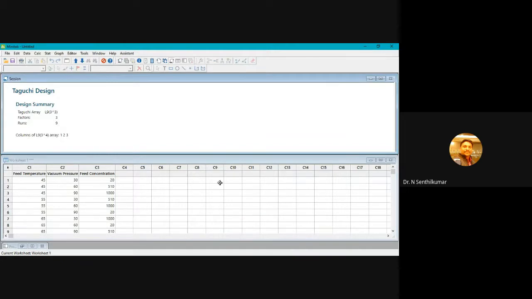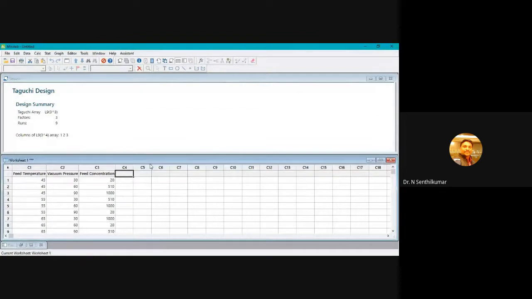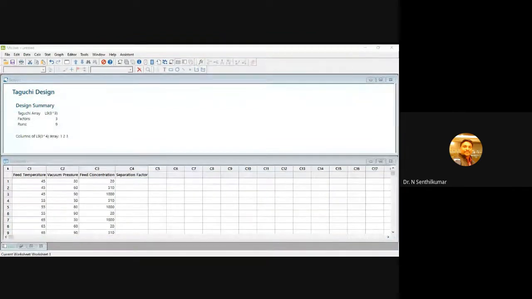So no need to manually design the experiments. The combinations and all, the system itself will take care of. That's the beauty of these softwares, because Taguchi is a well-known experimental design that uses orthogonal arrays. So these are integrated in all the softwares. And now we are going with the output. The output I have to type individually. So separation factor I have typed, then the values I am going to copy and paste.